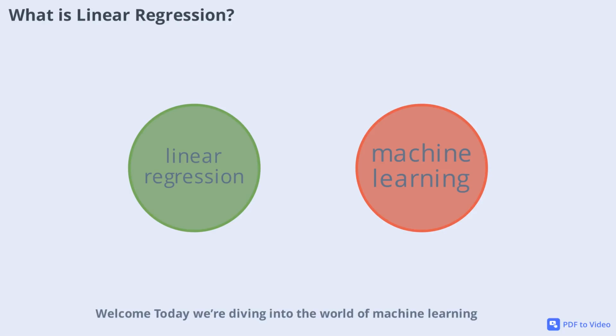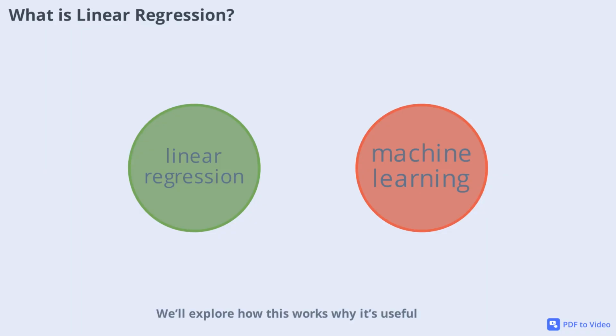Welcome. Today we're diving into the world of machine learning, starting with one of its most fundamental concepts, univariate linear regression. Imagine you want to predict a continuous value like the price of a house based on just one feature, such as its size. That's where linear regression comes in. It's a supervised learning method that finds the best straight line to fit your data, allowing you to make predictions.